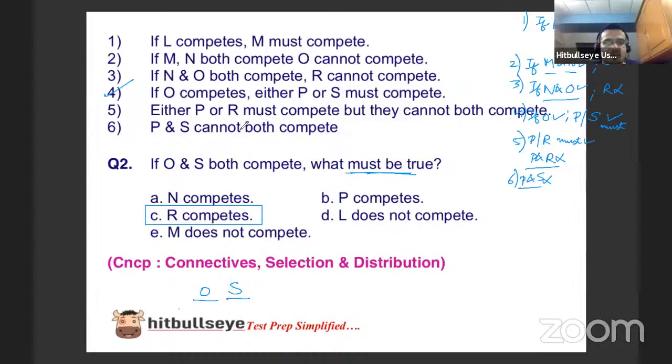P and S cannot both compete. Again, we'll try to eliminate the options we have. P and S cannot compete. O और S हैं, तो P नहीं करेंगे compete. इसका मतलब must be true. N compete कर सकते हैं.